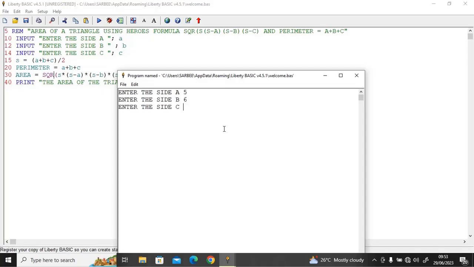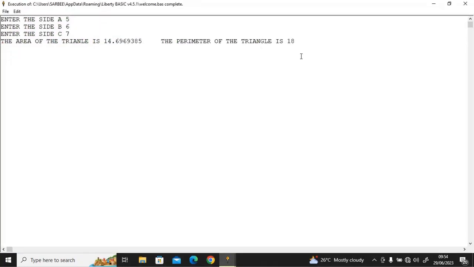5, 6, 7. Now, it will add them up. 5 plus 6 is 11, 11 plus 7 is 18. Then s will now be 18 divided by 2, that is 9. So now 9 minus 5 times 9 minus 6 times 9 minus 7. So we should get our answer as area. You can see this is our area and this is our perimeter. I told you that perimeter is 18. When you add up the three sides together, then this is the area of the triangle.